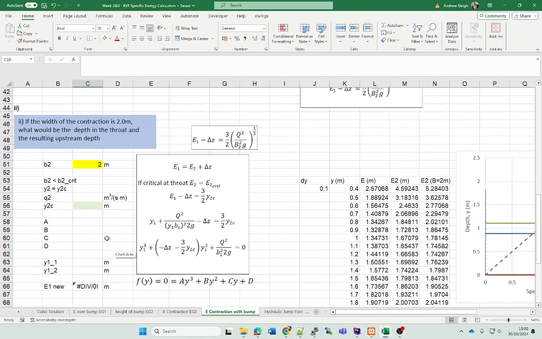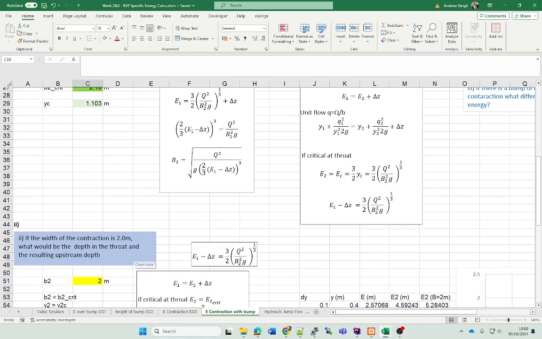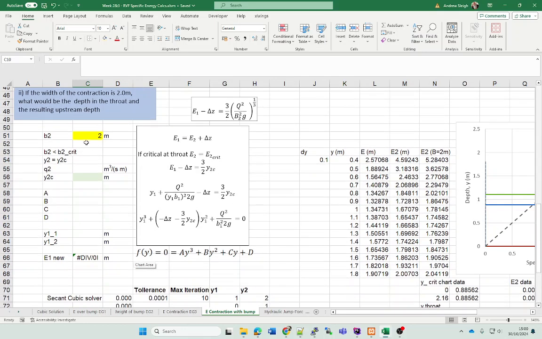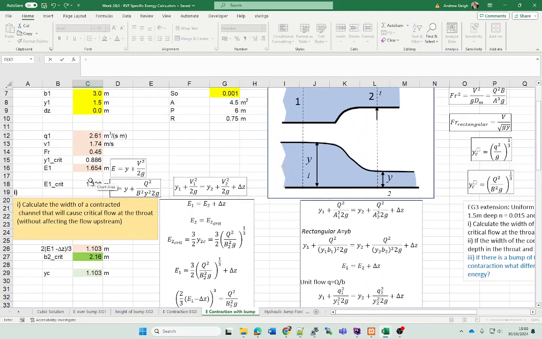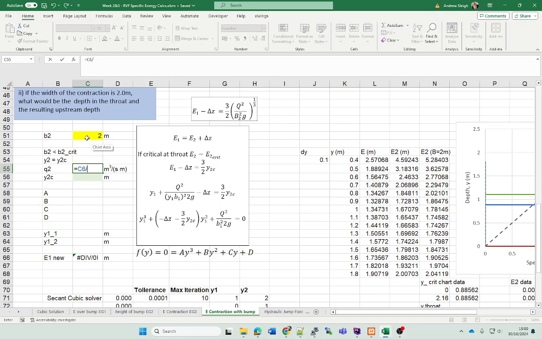Second part of the calculation says if the width of the contraction is 2 meters, so 2 meters is going to be less again than the critical, what do we get? So critical depth again is going to be equal. Because the width is less than critical width, depth is going to be at critical. We can calculate Q2, lowercase q2, based on this new width. So that's going to be equal to capital Q divided by the width.